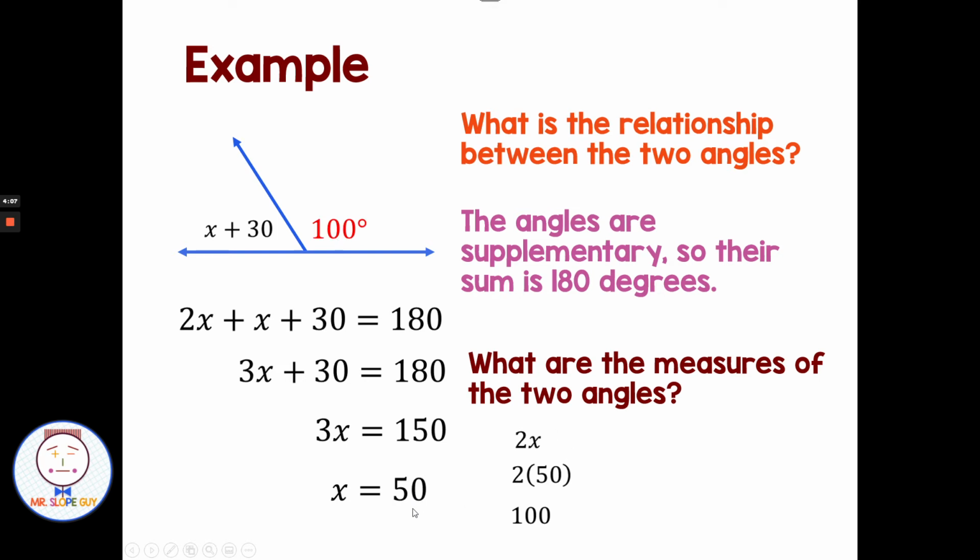I can also take x equals 50, go over to the other angle, replace this x with 50, so x plus 30, replace x with 50, and I get 80. So my two angles are 100 and 80, and notice how together 100 plus 80 is 180. That meets our requirement for being a supplementary angle.